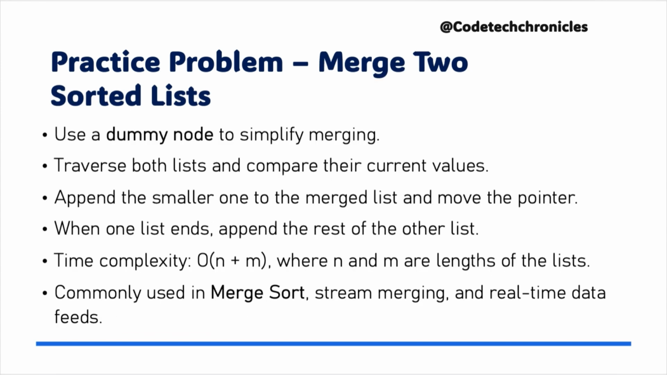Next up, another favorite, merging two sorted linked lists. Here is the trick. Use a dummy node to start the new list. Then compare the heads of both input lists and always attach the smaller one to the merged list. When one list runs out, just attach the remaining nodes of the other. Time complexity is O(n + m), and this approach is widely used in merge sort, data streaming, and real-time feeds.